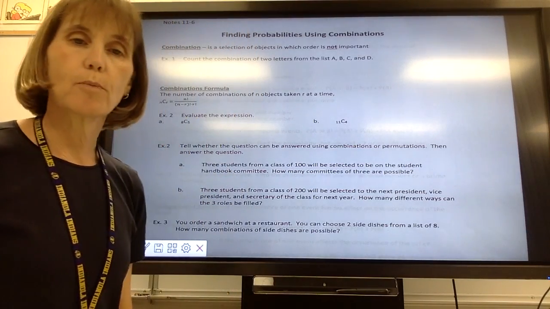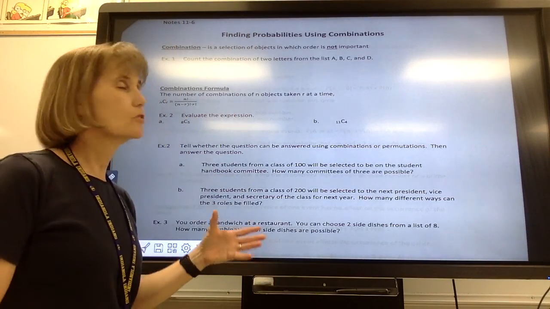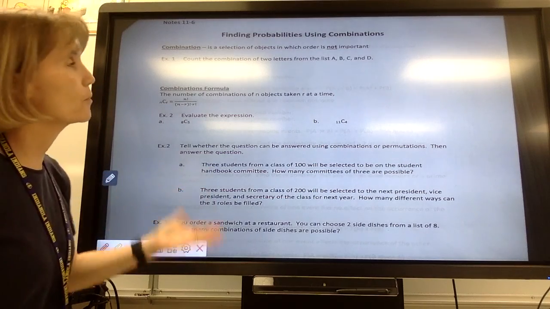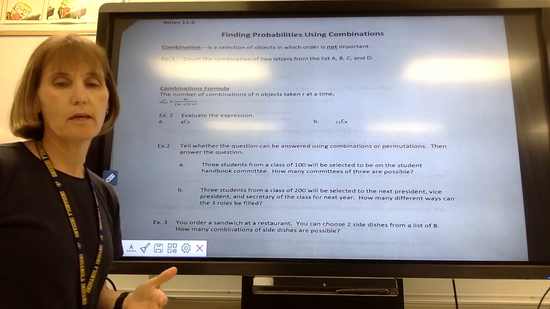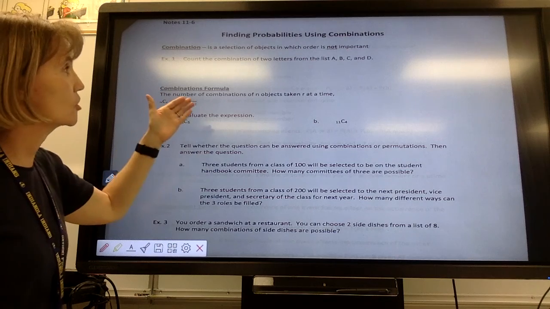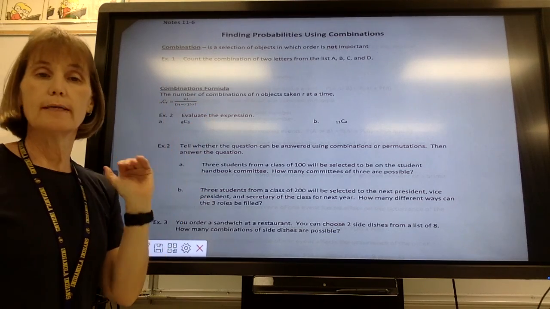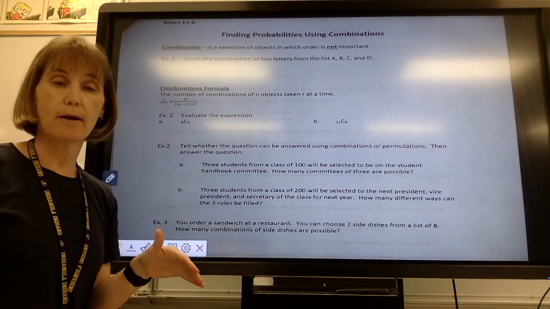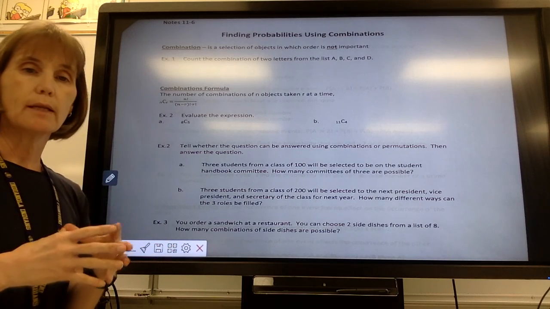Okay, now that we've discussed what a permutation is, we also have what's called a combination. So we're going to find probabilities using combinations today. And a combination is a selection of objects in which order is not important, or order does not matter. So the difference would be like a permutation.